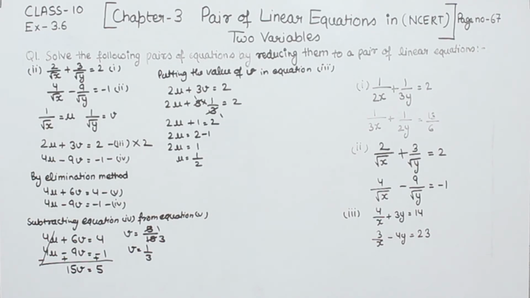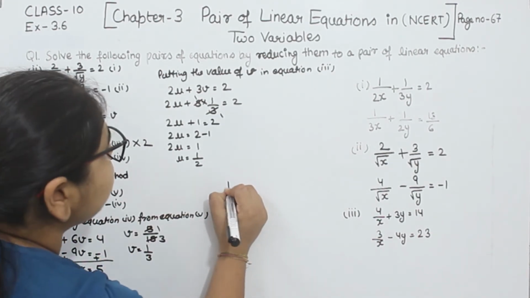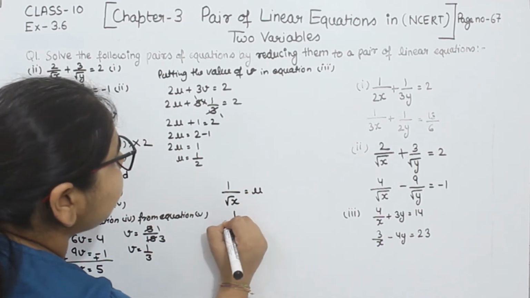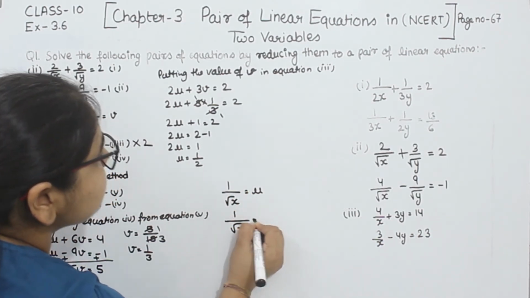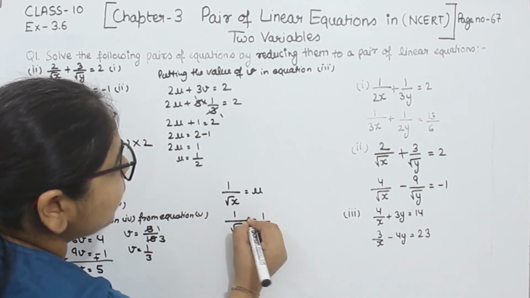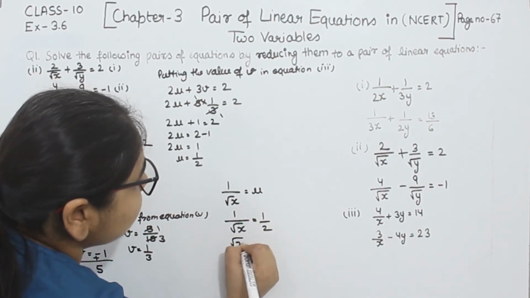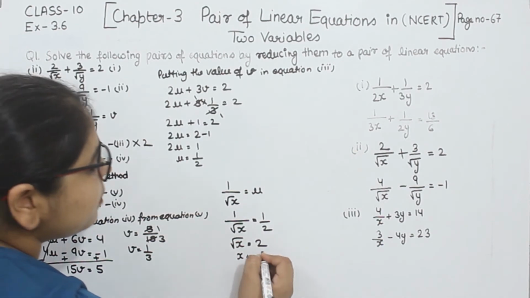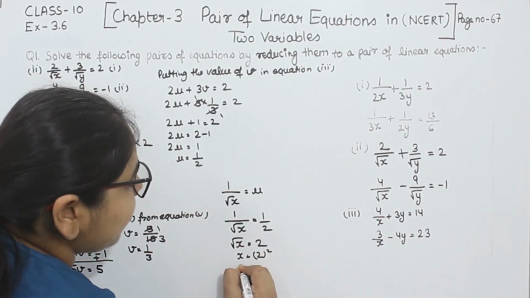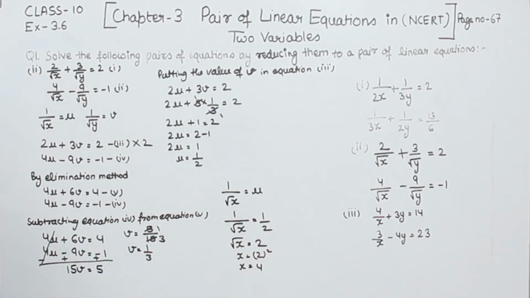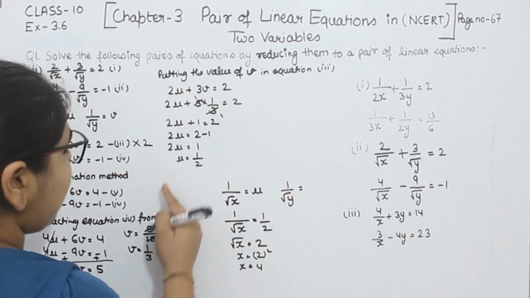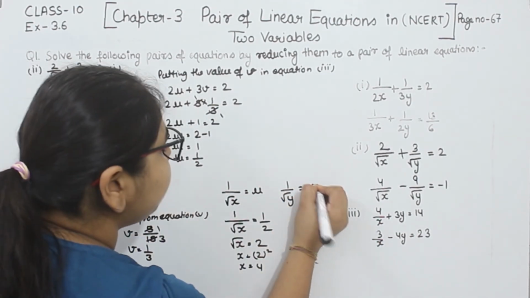Now we have the values of u and v. We have to find the values of x and y. So I am going to write here: 1/√x = u. So 1/√x is equal to u, that is 1/2. We cross multiply, so we have √x = 2. We transpose this root, it becomes a square, so we have x = 4 here. Now comes to 1/√y. This one is equal to v.